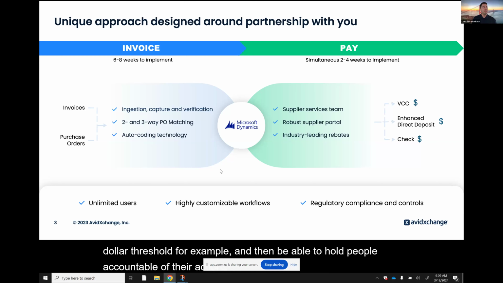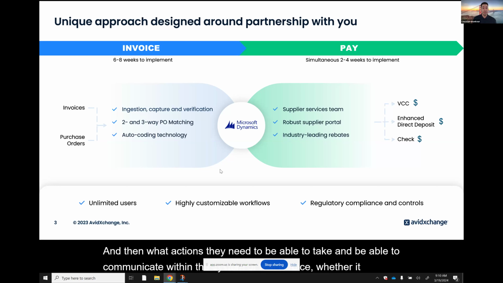So we'll be able to know whose lap it's sitting on, and then what actions they need to be able to take and be able to communicate within the system of that invoice, whether it was accepted or declined.